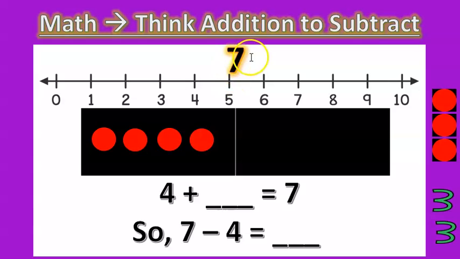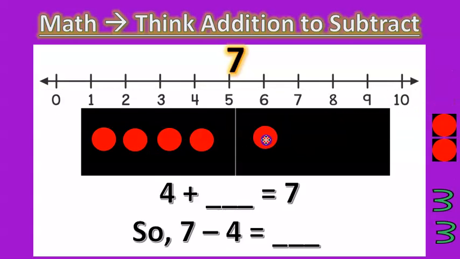1, 2, 3. Look, we got to 7. Let's do it again. Here we go. Let's come back to 4 because 4 is here. We need to get to 7. Count with me. 1, 2, 3. So boys and girls, how many red dots do I need over here? 3, because we counted 1, 2, 3.